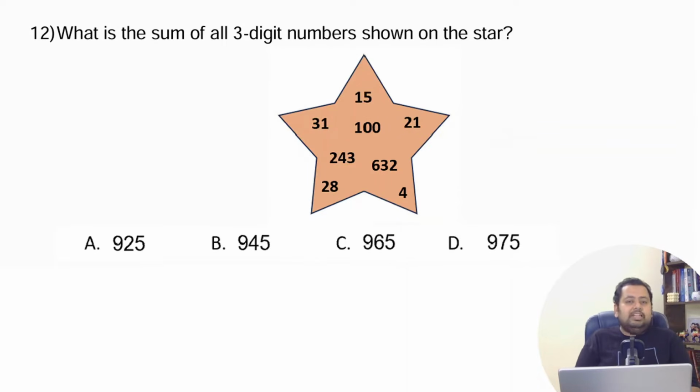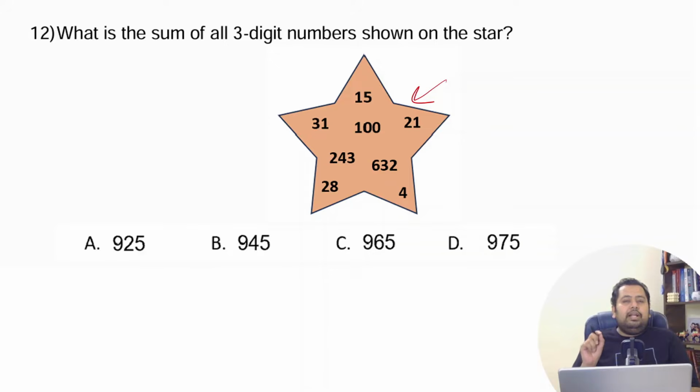And now we move to question number 12. What is the sum of all three-digit numbers shown on the star? So in this star, there are a few three-digit numbers given over here. What you have to do is find the sum of all the three-digit numbers that are given.